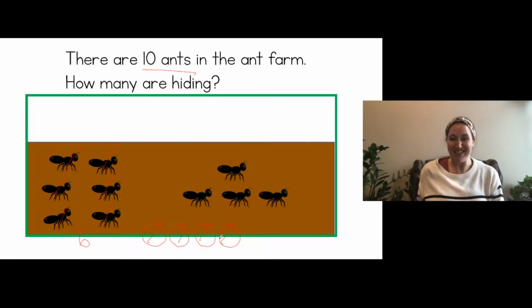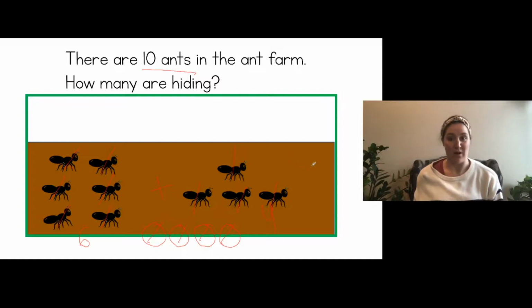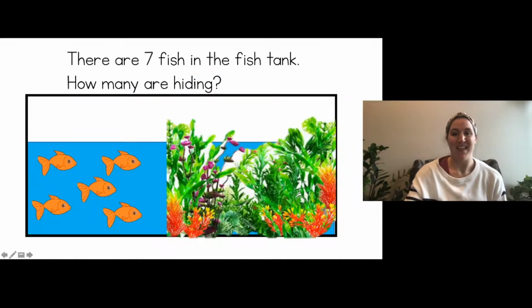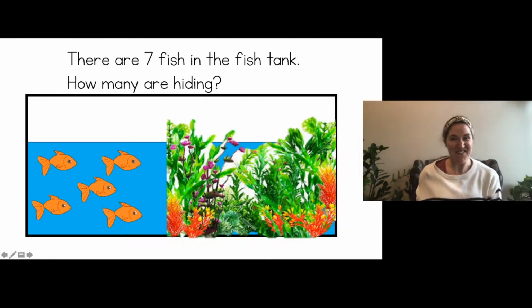Hooray! Count them with me. 1, 2, 3, 4. So there were 4 ants that were hiding. Or we have 6 plus 4 equals 10. So fun to solve math problems. Let's do one with the fish.